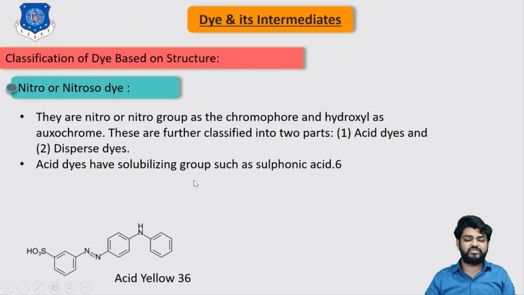So this is one more example of the nitro group, right? Nitro dyes. As you can see here, Acid Yellow 36 contains the nitro group as the linkage. So these dyes can also be referred to as acidic dyes because they also contain an acidic group here as well.